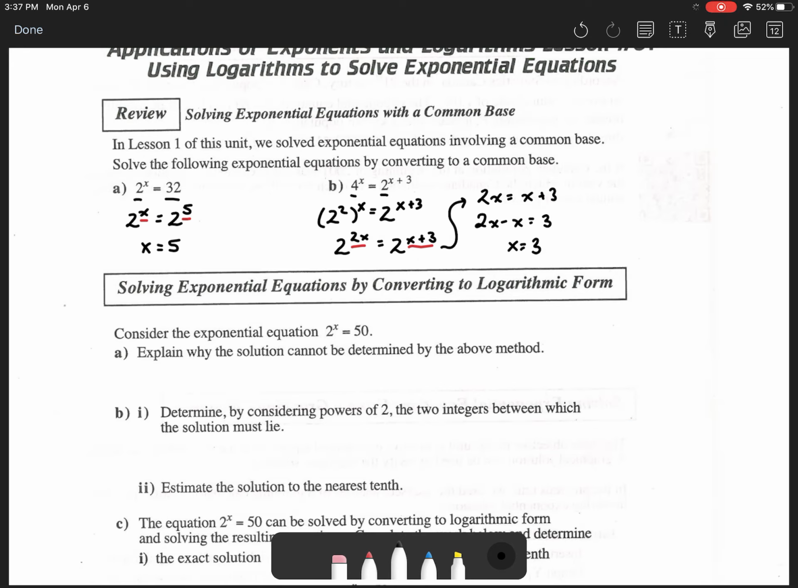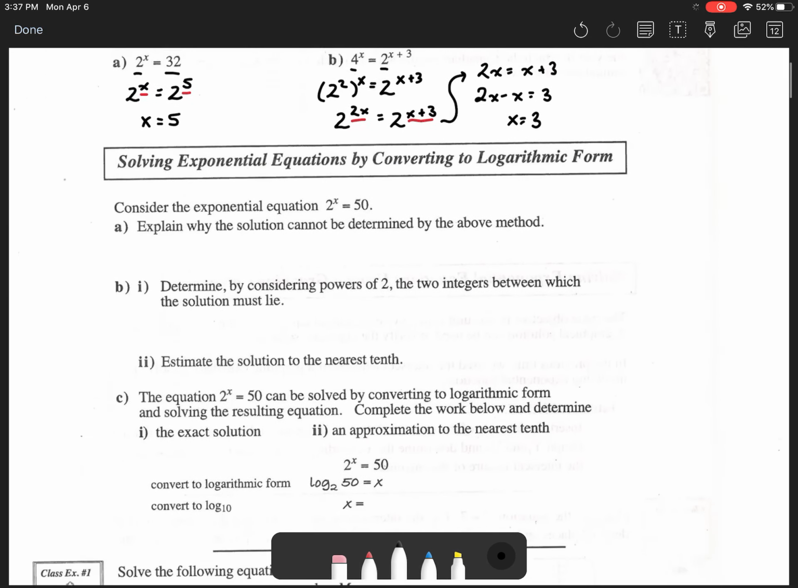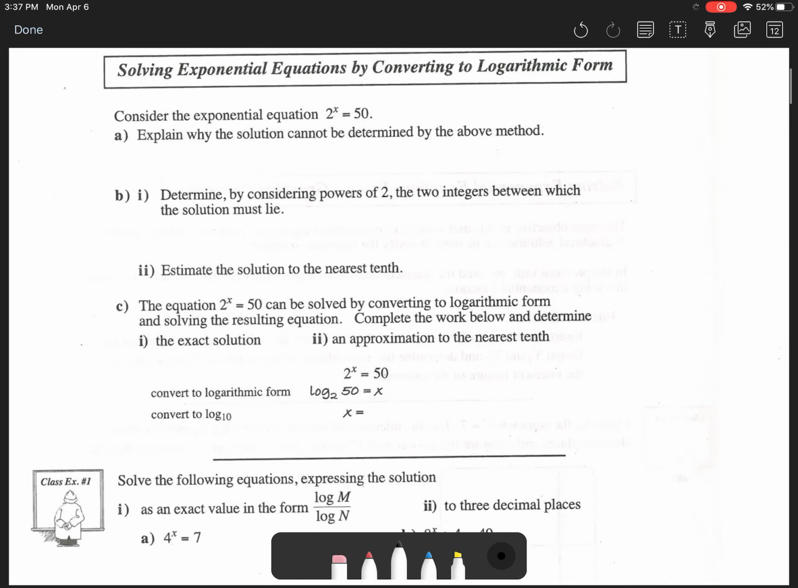Okay, so that's stuff that we've done in previous lessons and what we want to be able to do if possible. Now, unfortunately, that's not always going to be the case, and that's what we're going to take a look at moving forward here. So solving exponential equations by converting to log form. Where we went from exponent to log and log to exponent forms, that's where this becomes really important.